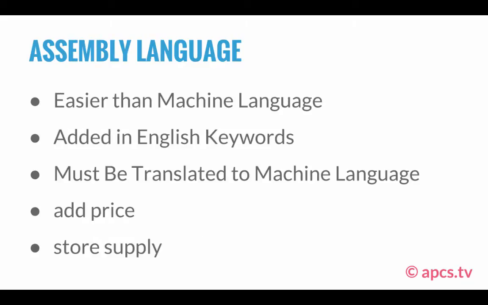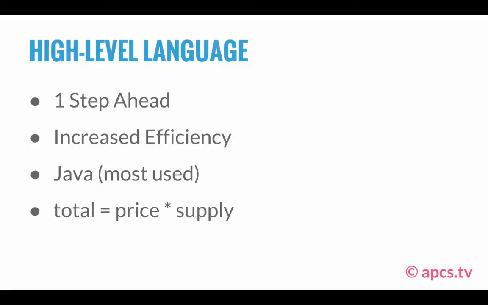Now, let's take a look at assembly language. Most importantly, assembly language is much easier than machine language because it has English keywords added into it, which makes it a lot more readable. Assembly language must be converted to machine language for the computer to interpret. Assemblers are programs that complete these conversions. Add price and store supply. These are just some examples of assembly language, and as you can see, they're a lot more understandable and usable for programmers. Next up is high-level language.